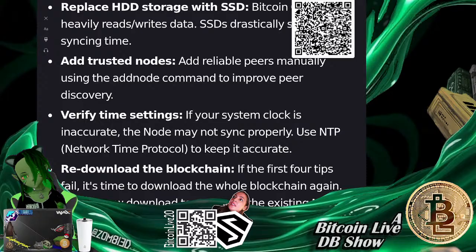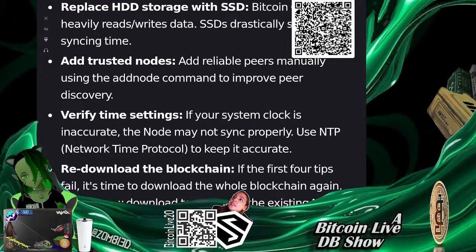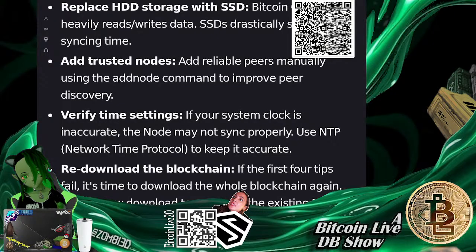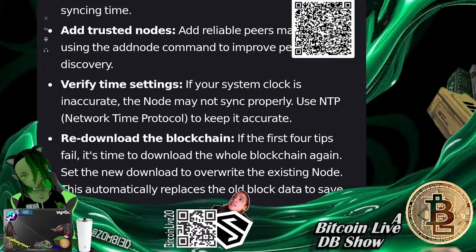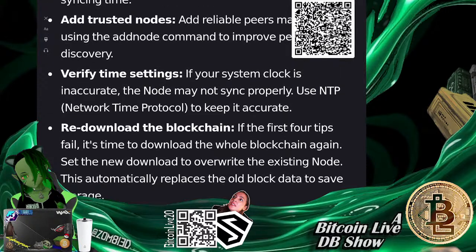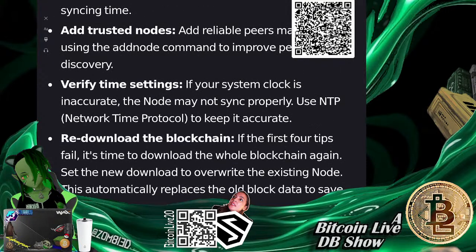Now, there are some people who look at major industry nodes and say, I want to keep up with those because Coinbase or this or that, they know what they're doing. I want to keep up with them. And that's perfectly your prerogative, your allowance. That's fine. So, add nodes you want your node to communicate with to try to sync with. Verify time settings. If your system clock is inaccurate, the node may not sync properly. Use network time protocol to try to keep it as accurate as possible.